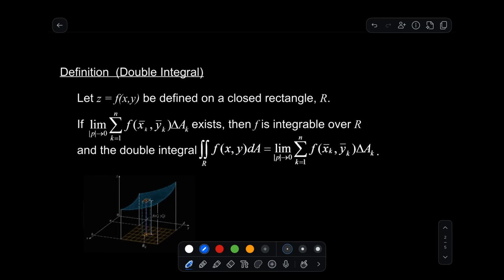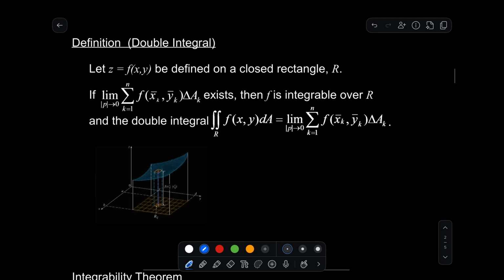And to actually define it, we have the definition of the double integral right here. We have z equal to f of x y, just explicitly defined, f of x y is a function of multiple variables defined in a closed rectangle R. So the limit as p approaches 0. This is just a summation thing that we learned in Calc 1 to define what a limit is, to define these Riemann sums or these Riemann boxes.